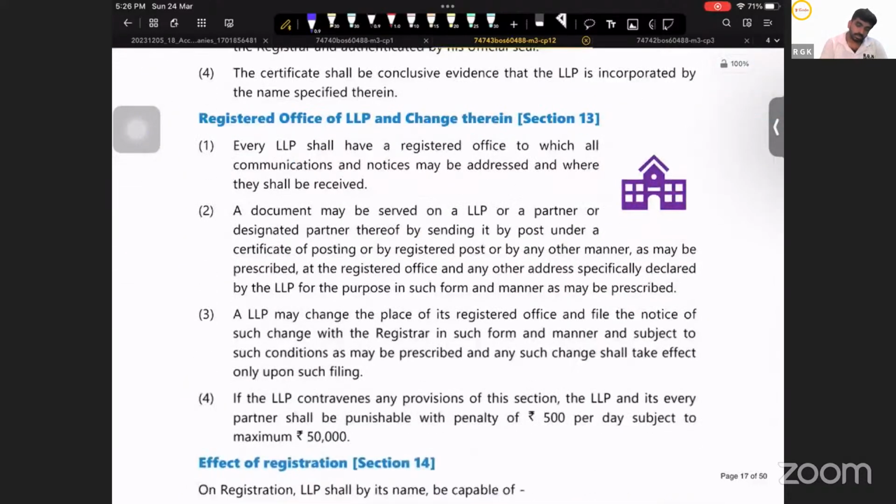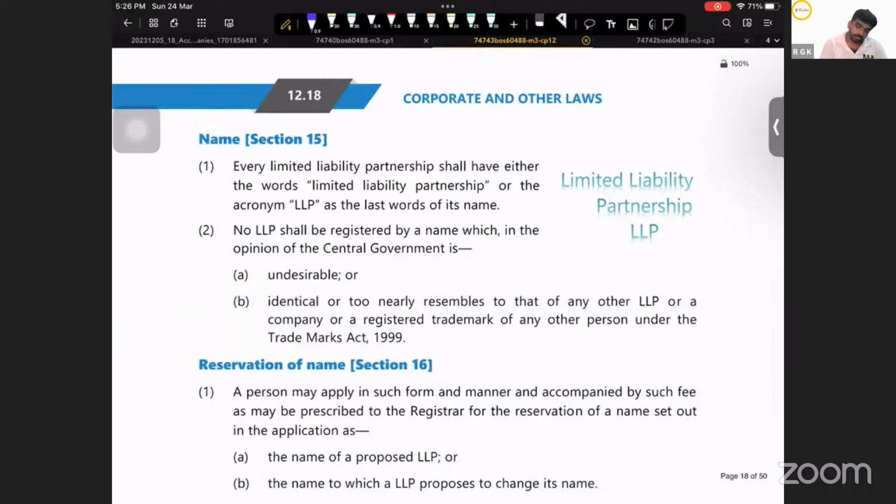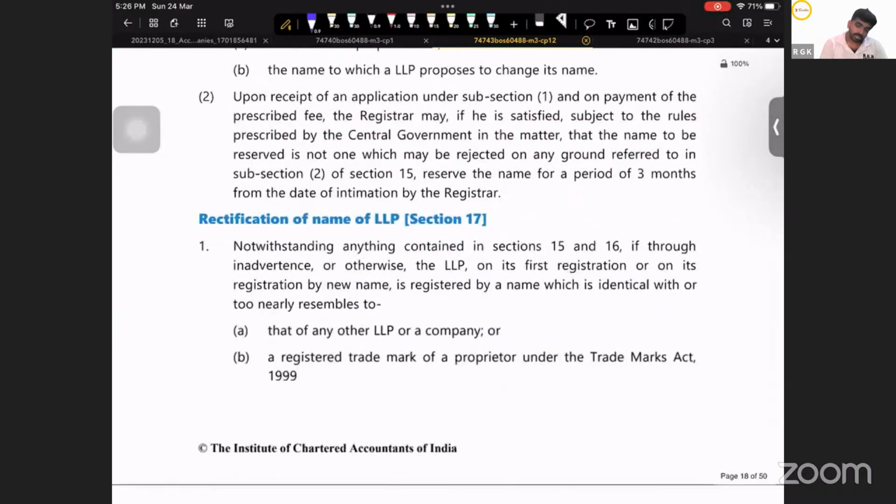Next important section. Name of LLP. I'll go for section 17, rectification of name. This is also an important section. What does it say? Notwithstanding anything contained in section 15 and section 16, if through inadvertence, the word used is inadvertence. Inadvertence means without any intention, unintentionally, because of oversight, that is what we say.